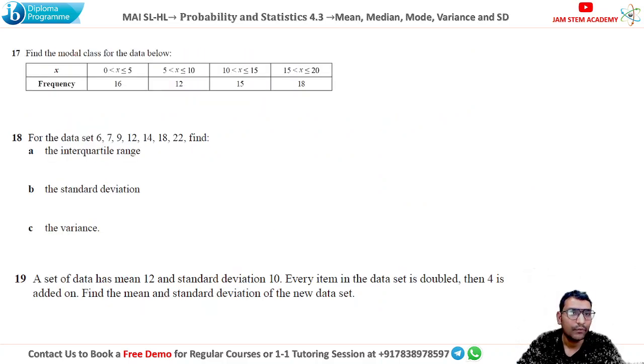Here is the question. Find the modal class. Modal class means the mode will lie in that interval. For that part, you can just make an estimation. Again, it is just an estimation. You can see the maximum frequency is 18, which means many values are lying between 15 to 20. It is just an approximation that because the frequency is highest here, the corresponding class will be the modal class, which is 15 to 20.